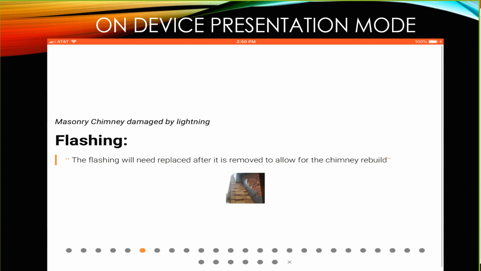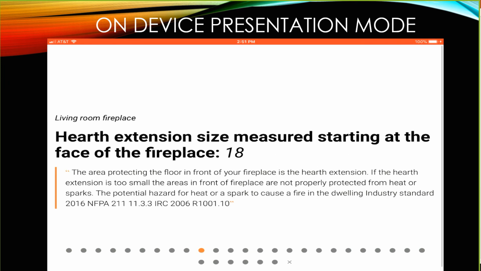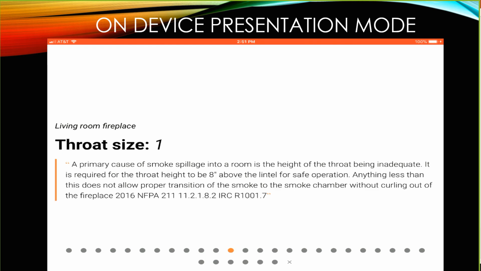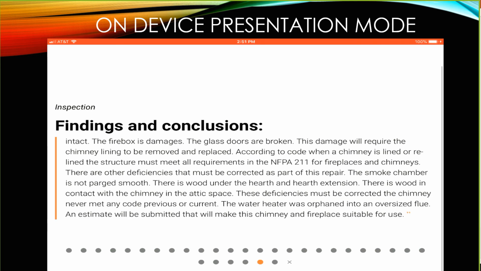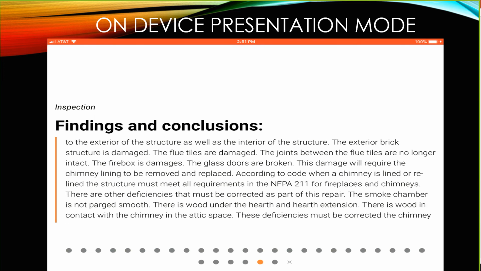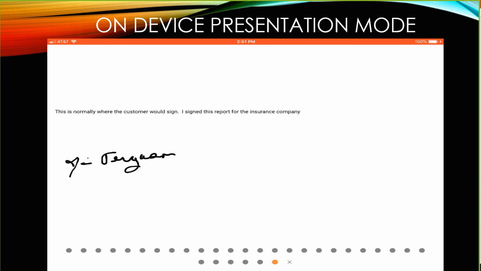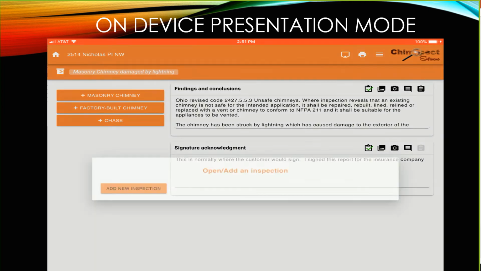Once you have gone through the entire inspection report with the customer, I'm going to click to the end of the report. You'll have the ability to put in your findings and conclusions, what you want your customer to remember from your inspection report. And they'll also have the ability to sign their inspection report right on your device. This one's already been signed. I'm going to go to one that hasn't been signed.